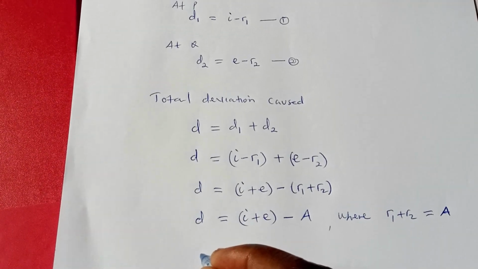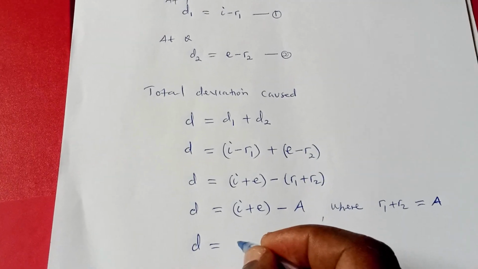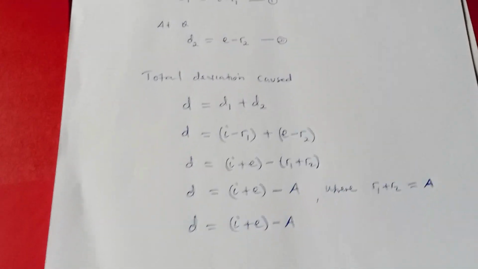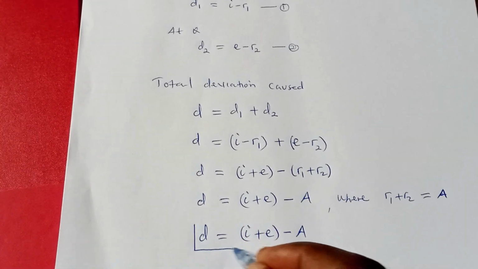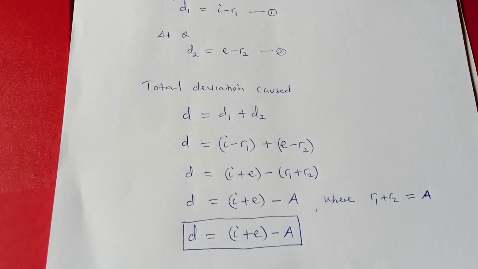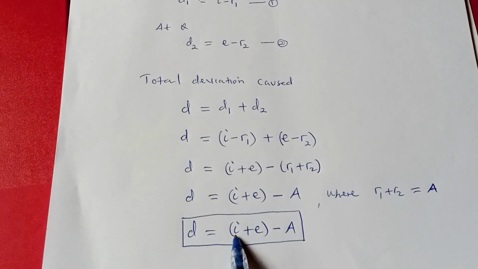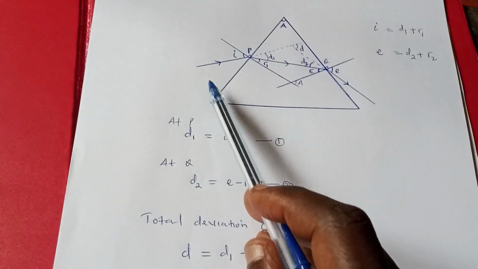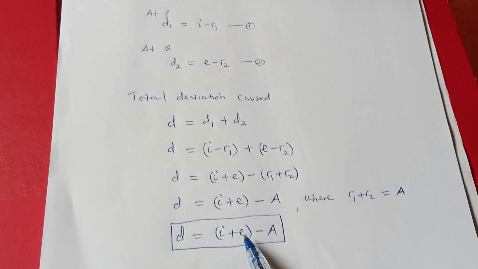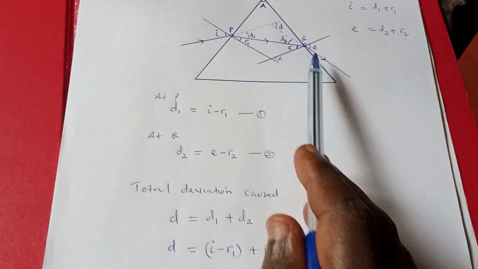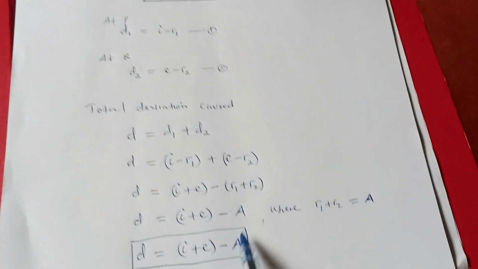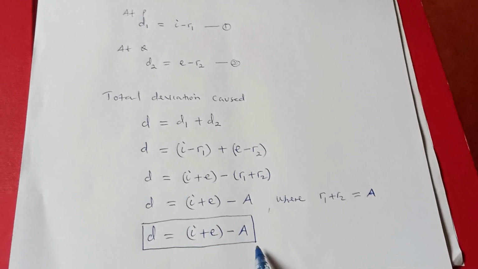So our deviation D caused by the prism is equal to I plus E minus A. This will be the expression for the deviation caused by a glass prism, where I is the angle of incidence as the ray is moving from vacuum to glass. This E is the angle of emergence as the ray is emerging from glass back to a vacuum. And A is the angle of the prism.